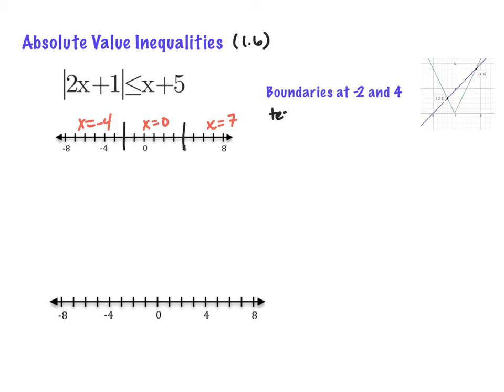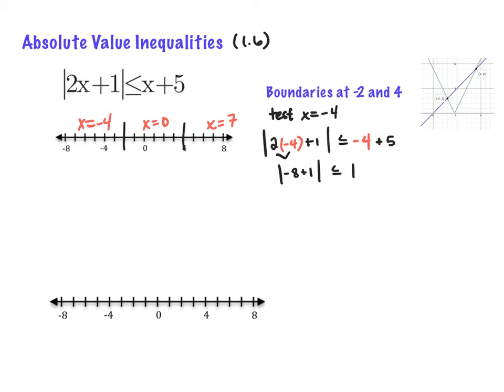So first I'll test x equals -4. So absolute value of 2 times -4 plus 1, close my absolute value, is less than or equal to -4 plus 5. And then just evaluate. Inside here we've got -8 plus 1. Make sure it stays in those absolute value lines until you get totally done simplifying within them.